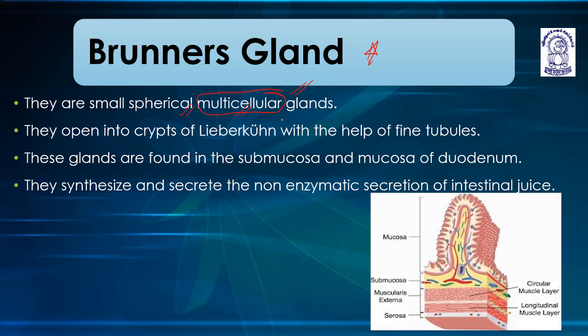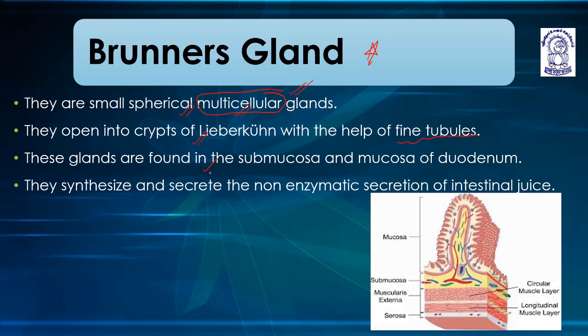Multicellular. So these are small spherical multicellular glands. They open into crypts of Lieberkühn. The terminal part of these multicellular glands, the Brunner's glands, is connected to the crypts of Lieberkühn with the help of fine tubules.